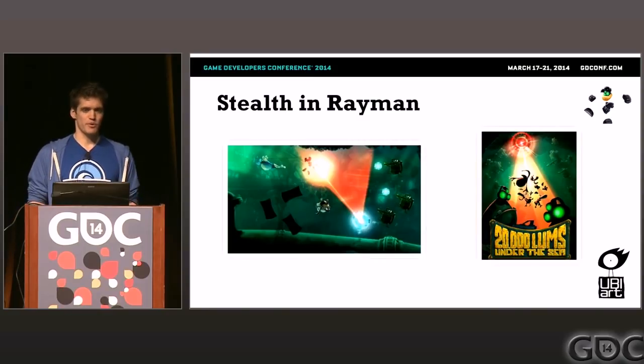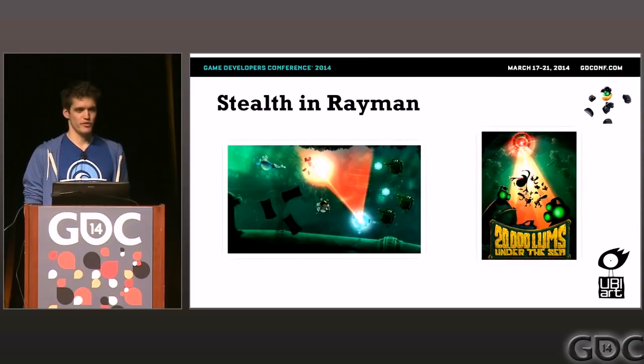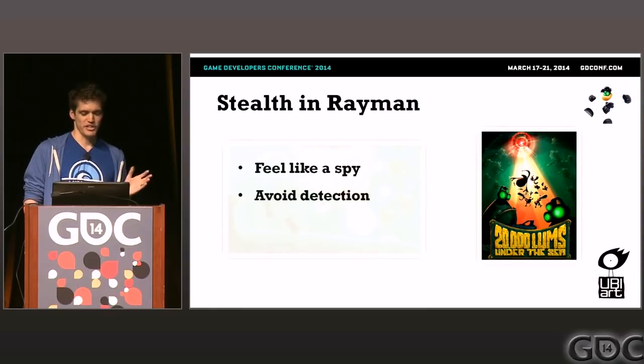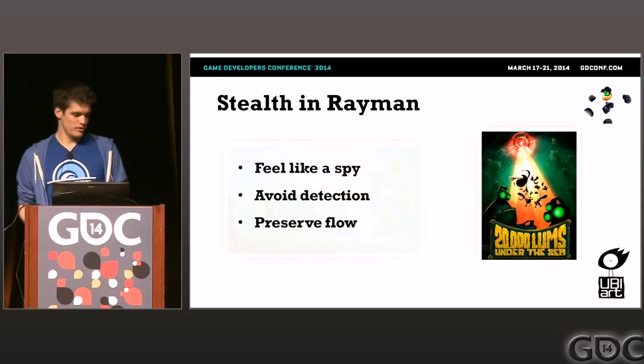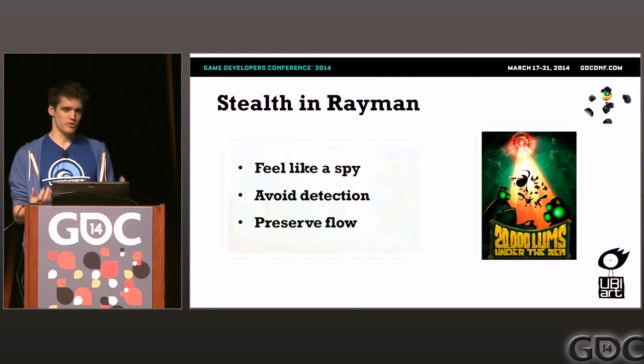So one of the things that I personally was tasked to do during the production was investigate stealth in Rayman. Rayman's a happy, flowy, platformy game. It's not usually something you want to slow down in. But we wanted you to feel a bit like a spy and avoid detection. But we had to preserve the flow, because flow for us in Rayman is paramount. It's something that we need to have all the time. So how do you impose that on people?